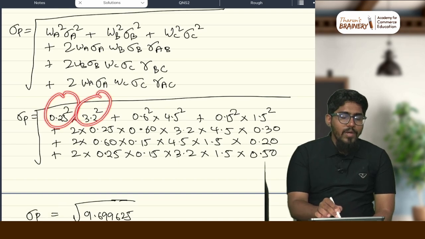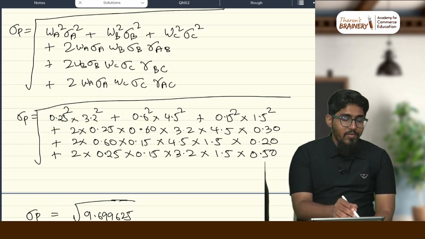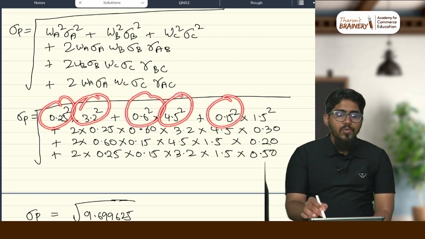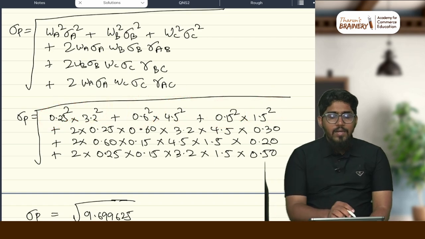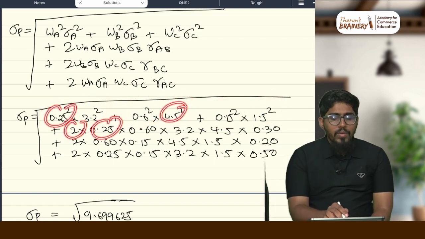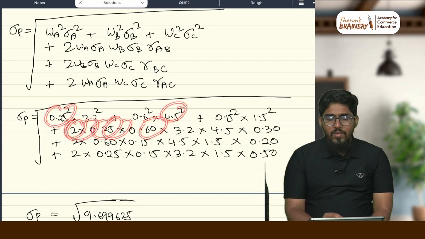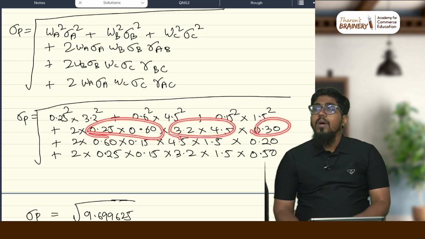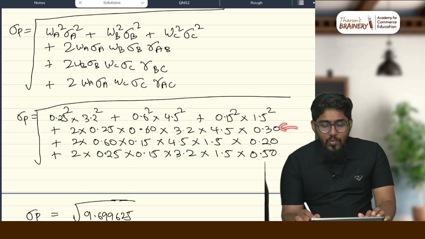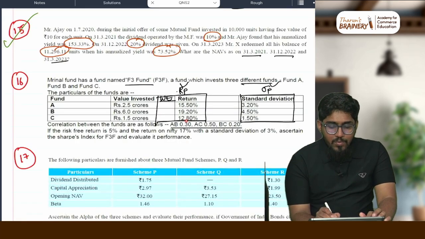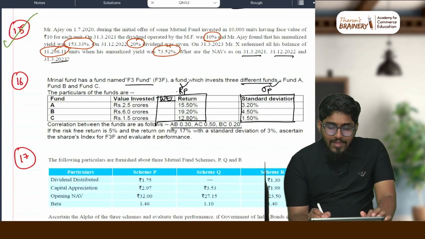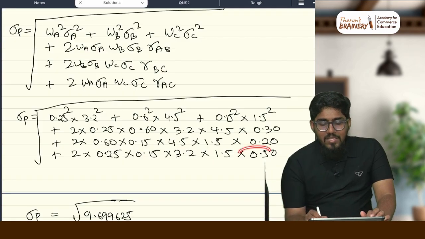0.25 square into 0.32 square, weight of A square into variance of A, weight of B square into variance of B, weight of C square into variance of C. Then 2 into weight of A into standard deviation of A, weight of B into standard deviation of B into correlation coefficient of A and B. The correlation coefficient of A and B is 0.30, B and C is 0.2, and A and C is 0.50.